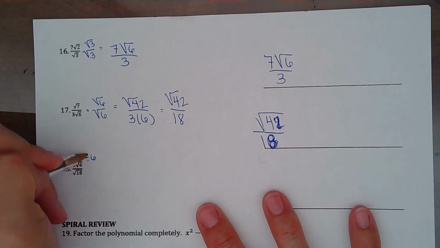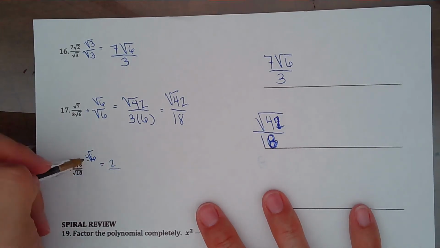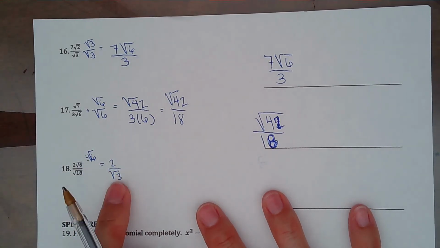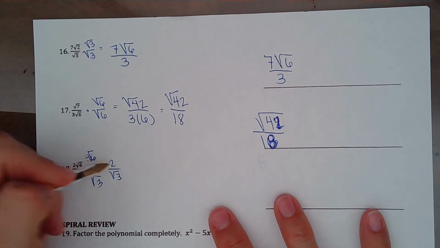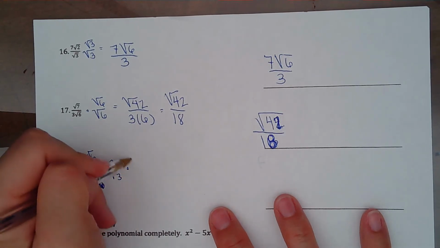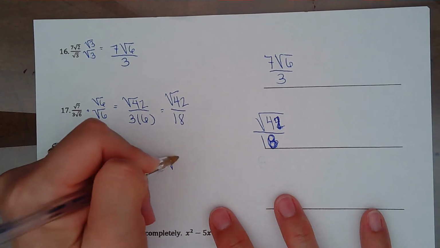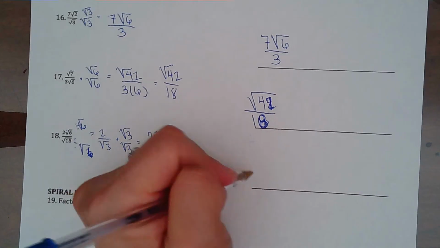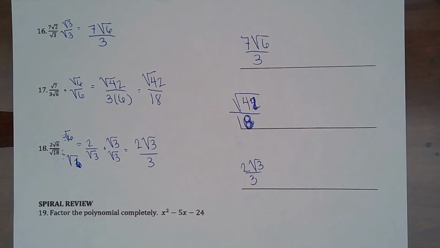Rad 6 divided by rad 6 would simply be 2. And rad 18 divided by rad 6 would be rad 3. So we end up with 2 over rad 3, which we cannot have. So I'm going to multiply both the top and the bottom by rad 3, which would be 2 rad 3 over 3. And nothing can be simplified, so that's our answer, 2 rad 3 over 3.